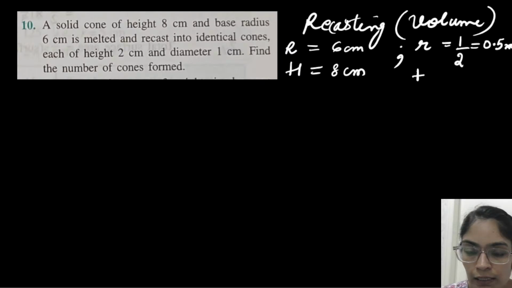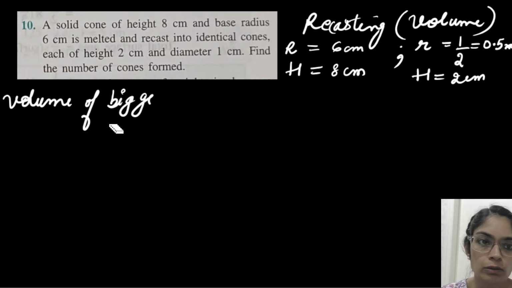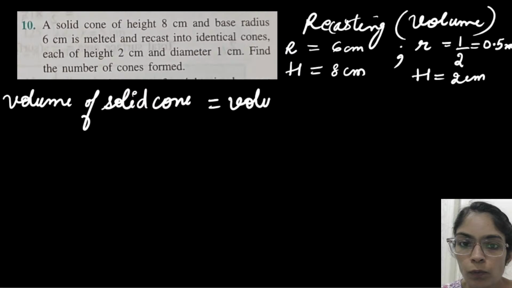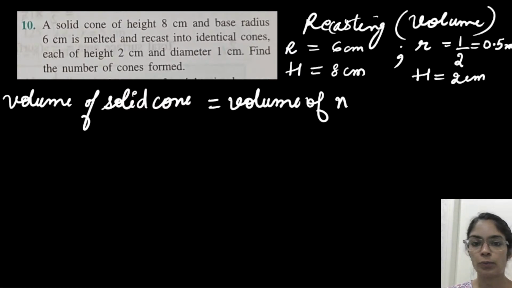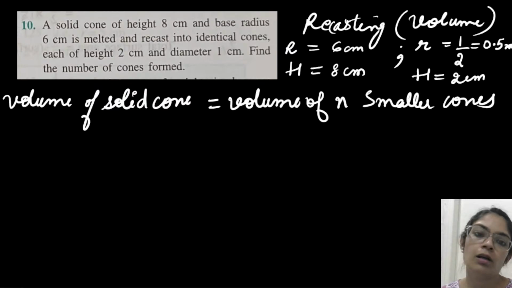Height is 2 centimeter. So we know this thing, volume will remain same. So volume of the bigger solid cone, or we can use the word solid, as solid is mentioned in the question. Volume of solid cone is equal to volume of n smaller cones, because we don't know how many cones are there. So I'm just assuming the number of cones to be n.